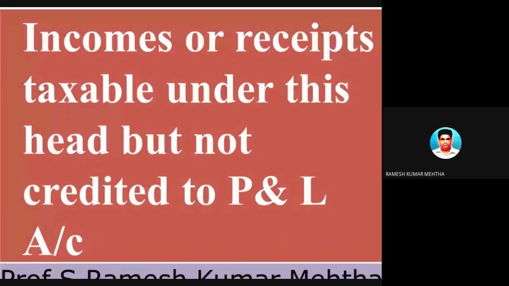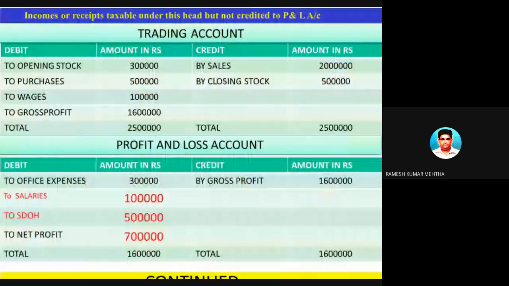The next one is incomes or receipts taxable under this head but not credited to profit and loss account. So there may be some incomes or receipts which are taxed under the head profits or gains from business or profession, but are not credited to profit and loss account. So there is an element of error or mistake which has been committed, and there is a wrong calculation of profit. So you have to rectify the profit. So let's take a small example.